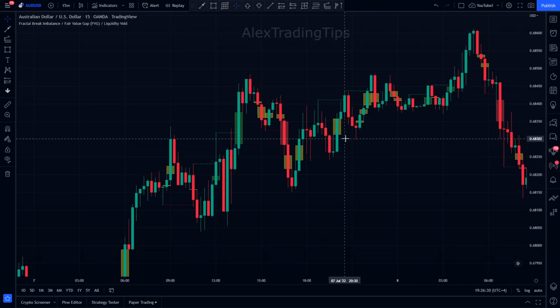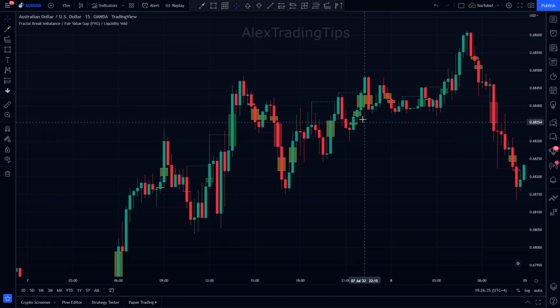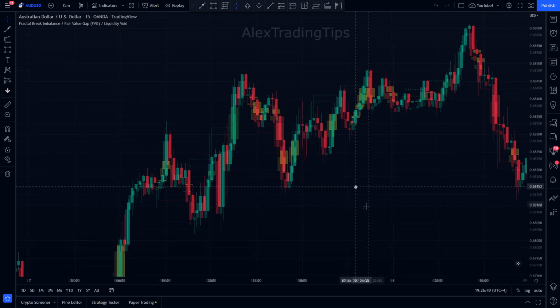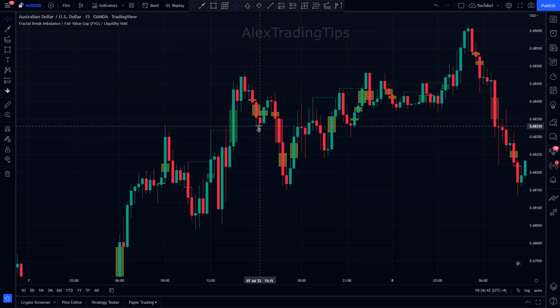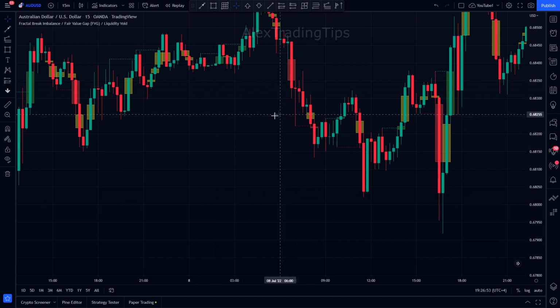I mostly use the indicator just to find imbalances to improve my eyes, so I can find them easily, even the smaller ones such as these. Another reason I use it is that it helps you tell the current market structure. If you are seeing a lot of green lines, that means you are in an uptrend. If you are seeing a lot of red lines, that means you are likely in a downtrend.